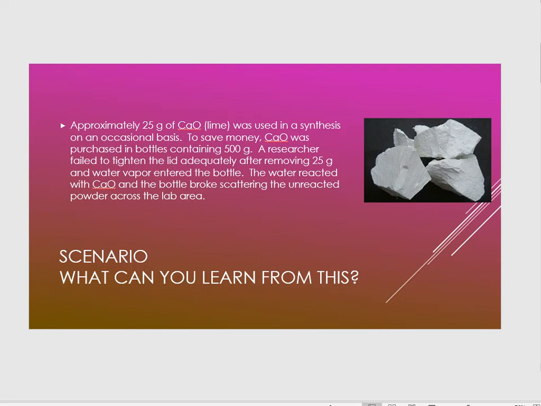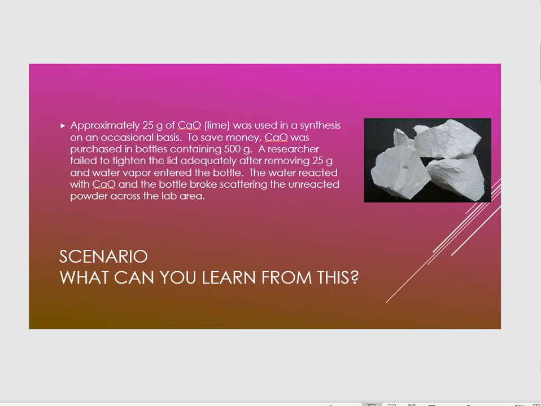It says, approximately 25 grams of calcium oxide, CaO, also known as lime, was used in a synthesis on an occasional basis. To save money, CaO was purchased in bottles containing 500 grams. A researcher failed to tighten the lid adequately after removing 25 grams. Water vapor entered the bottle. The water reacted with CaO and the bottle broke, scattering the unreacted powder across the lab area. So the scenario is, what can you learn from this, right?